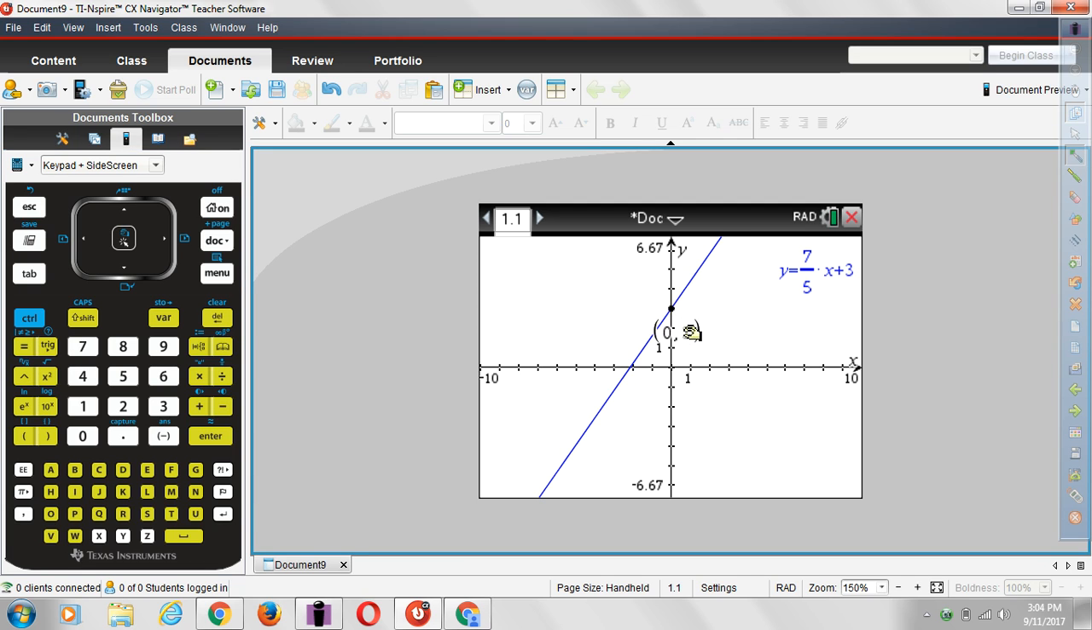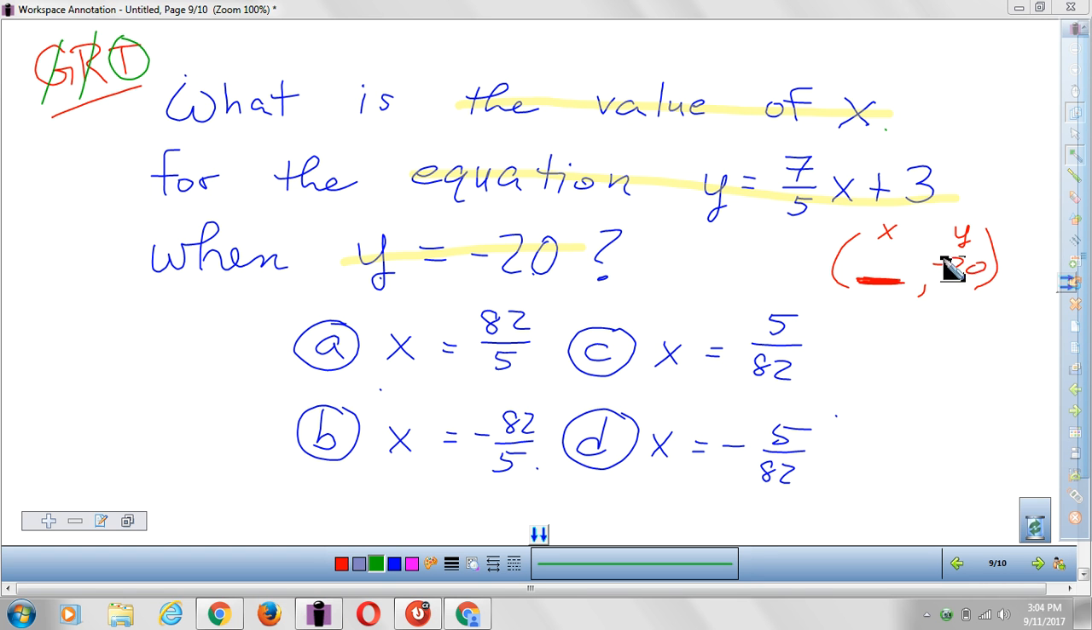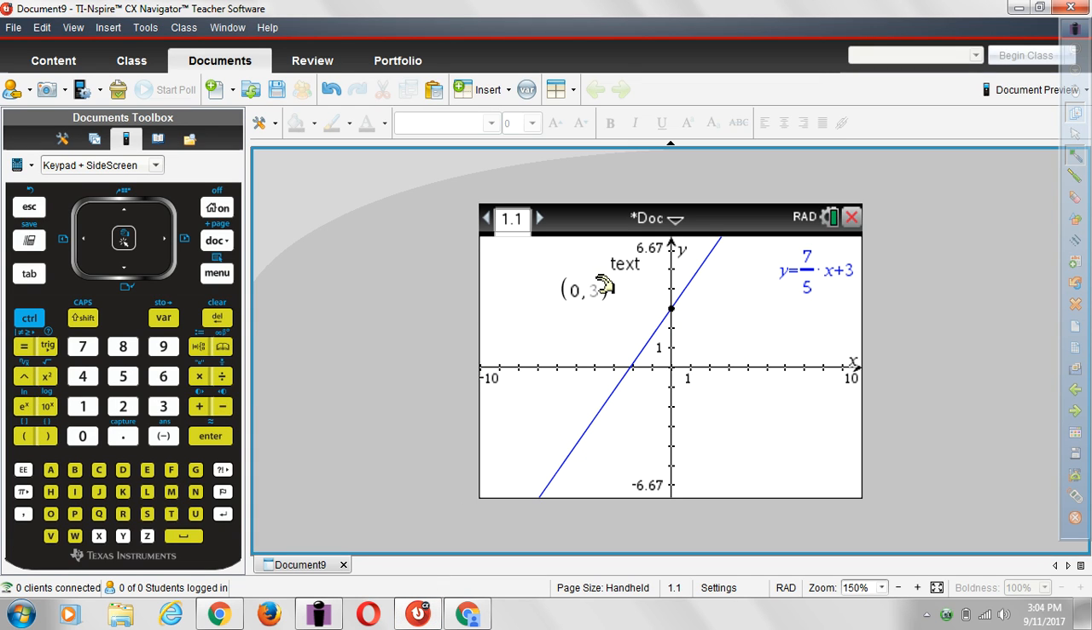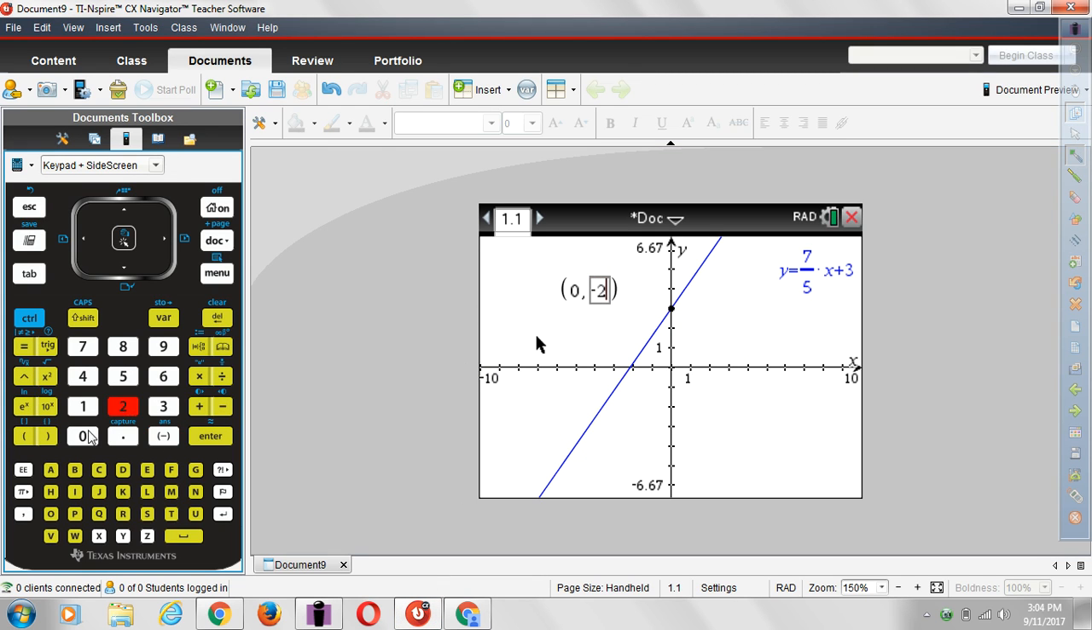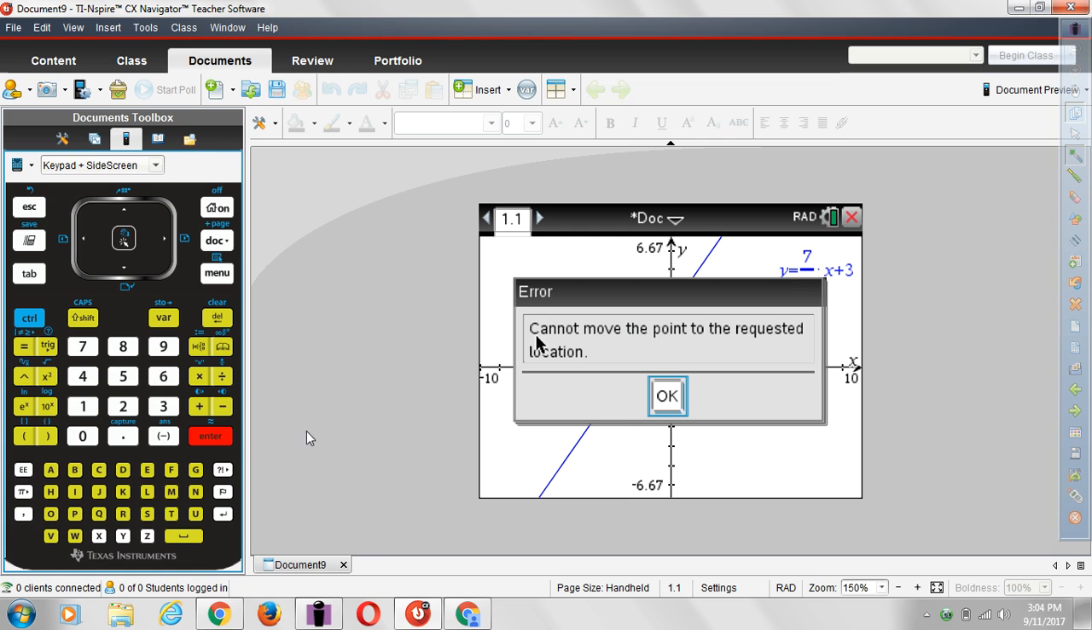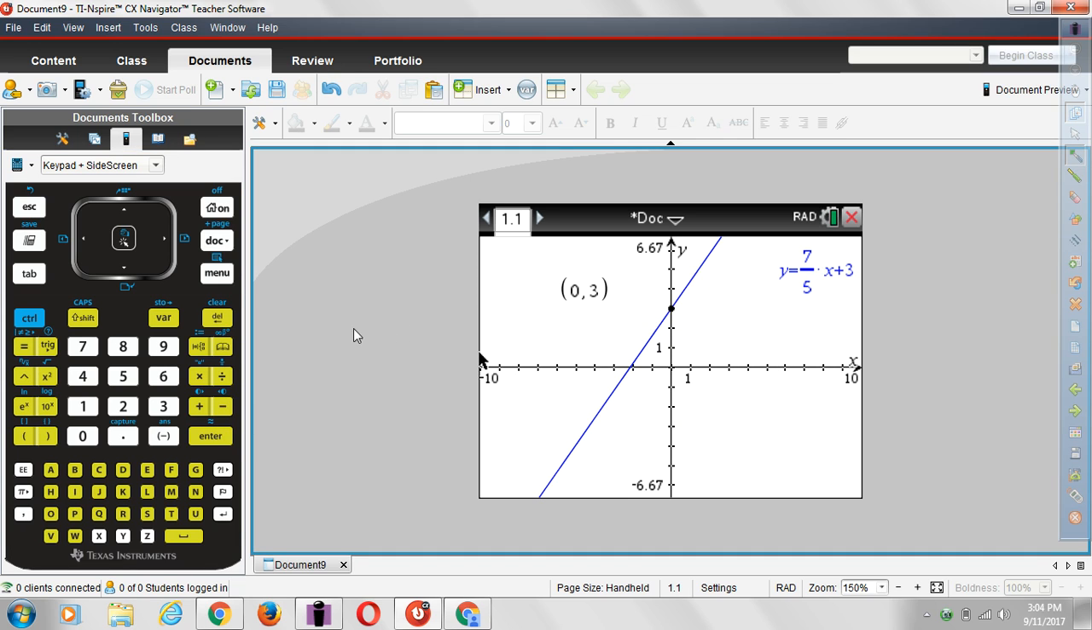I'm going to take my 0, 3. I'm going to move it over there. And now I'm going to look at this ordered pair. And all I'm going to do is put in my information. The y was negative 20. Okay, the y is negative 20. Oh no, we got an error. I did this on purpose, guys, so that we could see what it would look like to get this error again. In the previous video, we reviewed it. So hopefully most of you know what to do. If you don't, this is review.